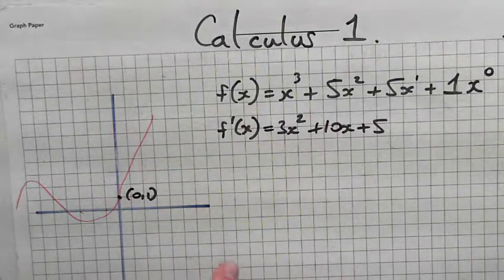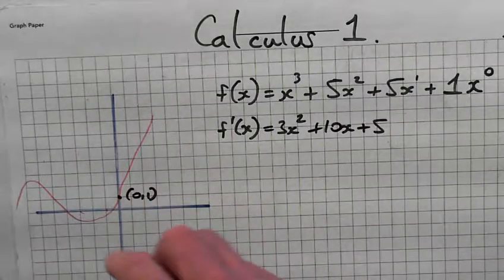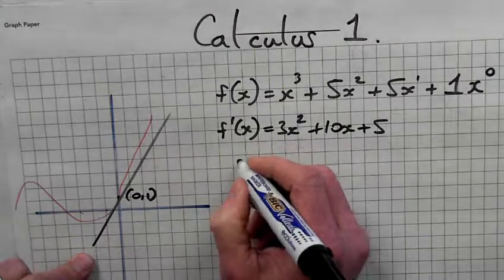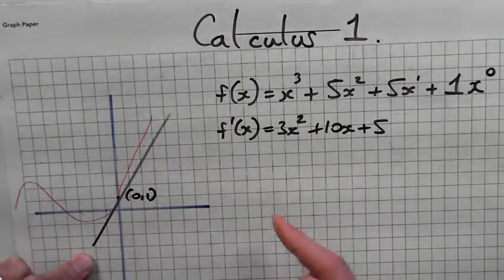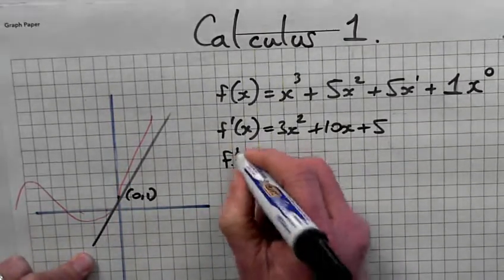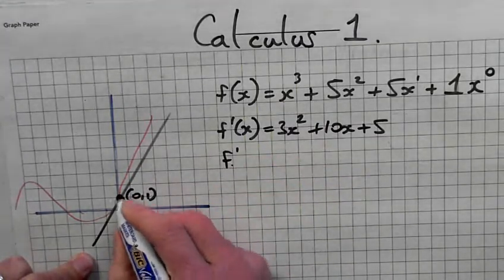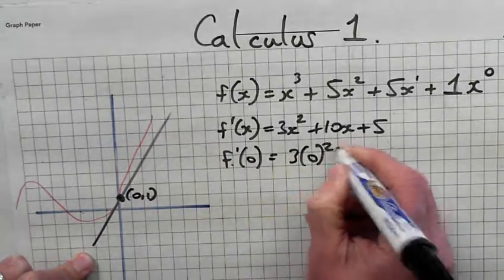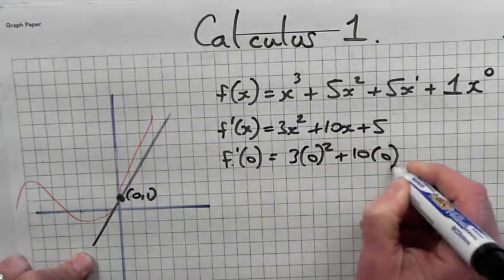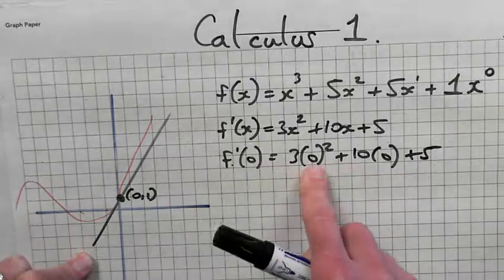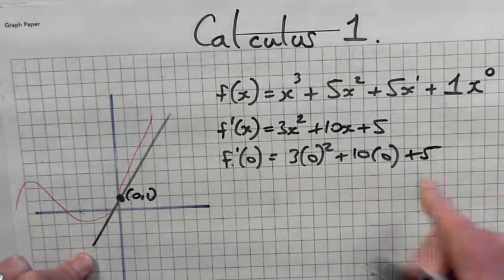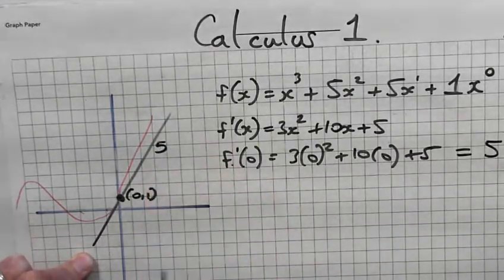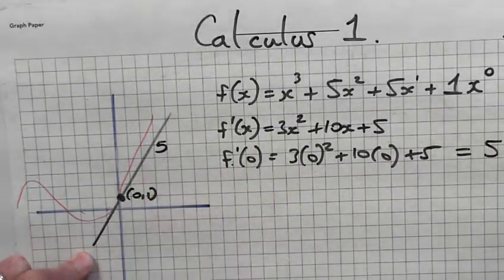All right, so that was part 1. And then hence find the slope of the tangent. How do I find the slope of that tangent there? There's part 2. What point do I put in there? 0. I put in the x value at that point. So I put in 0 squared plus 10 times 0 plus 5. Right, so that's 0 plus 0 plus 5. The slope of that line is 5, so over 1, up 5.